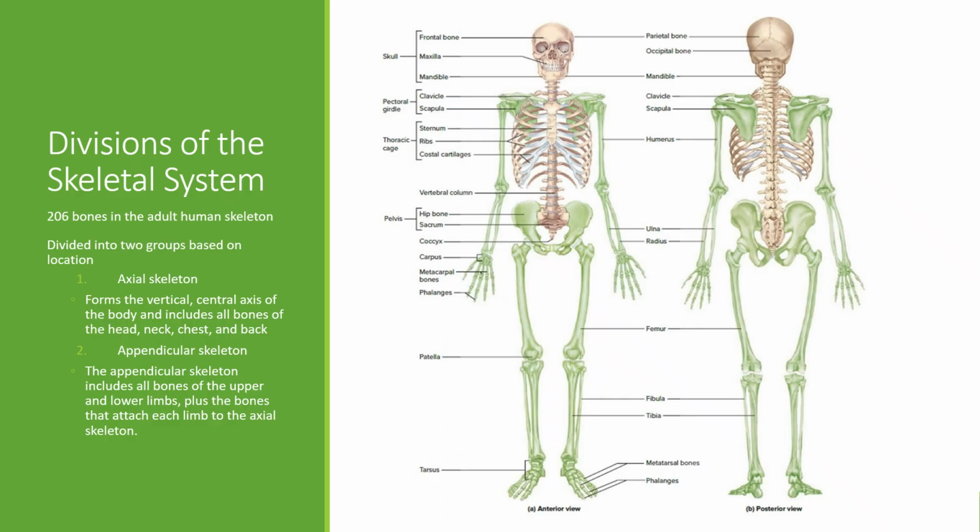So a girdle, just like a girdle holds everything in, a girdle is what holds your arm. The pectoral girdle is what holds your arm in place, and that's going to be the collarbone and the scapula, clavicle and scapula. And then your pelvic girdle, which is going to be your two hip bones that are going to hold your leg into place.